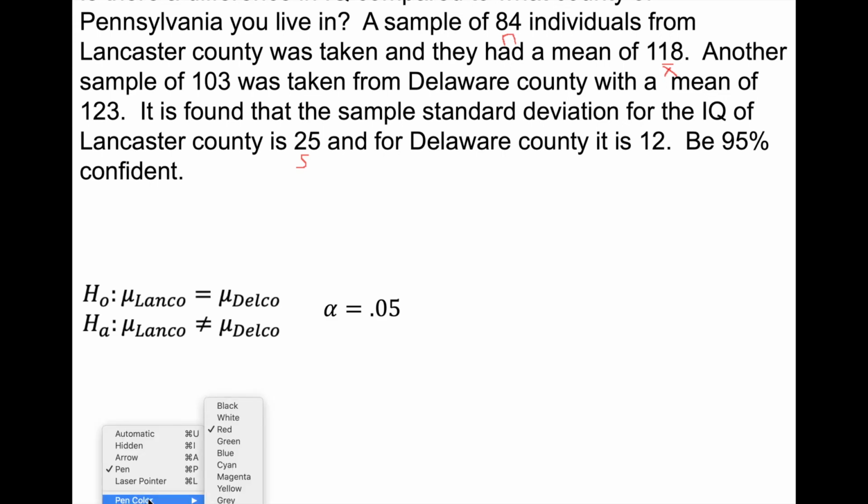For the other sample, I'm going to change this to blue. It says a sample of 103 for Delaware County, so there's my N. A mean of 123, making X bar under there, just so I know which one is the X bar. And 12 is our standard deviation. So that's a way of quickly organizing your average, standard deviation, and your N. All that's going to be needed.